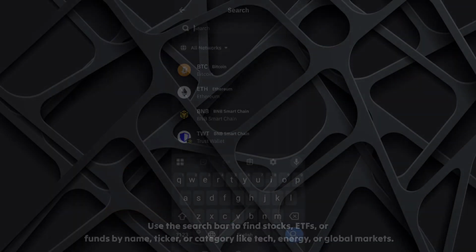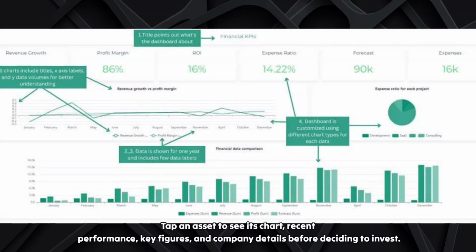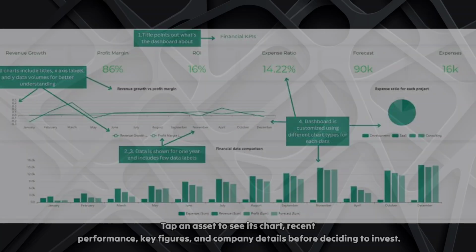balance. Use the search bar to find stocks, ETFs, or funds by name, ticker, or category like tech, energy, or global markets. Tap an asset to see its chart, recent performance, key figures, and company details before deciding to invest.